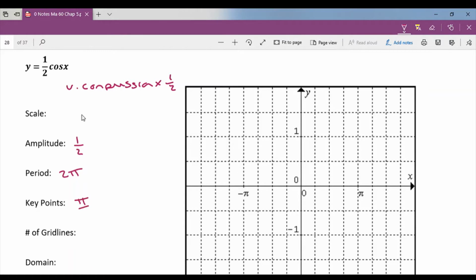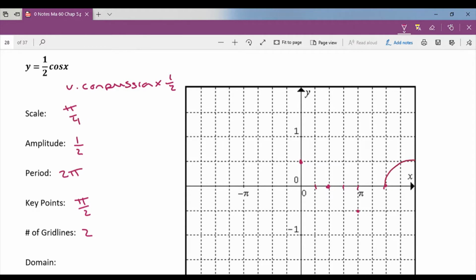My key points are going to happen every pi by 2, which looking at my scale is 1, 2, 3, 4 grid lines to get to pi, so it's still pi by 4. So it's going to be every 2 grid lines that I'm going to have my key points. And so for a cosine graph, instead of starting at 0 like sine, it starts at 1. But I'm going to compress that vertically by 1/2, so I'm going to start at 1/2. And then every 2 grid lines, I'm going to go down to 0. 2 grid lines, I'm going to go down to -1/2. 2 grid lines back up to 0. 2 grid lines up to 1/2.